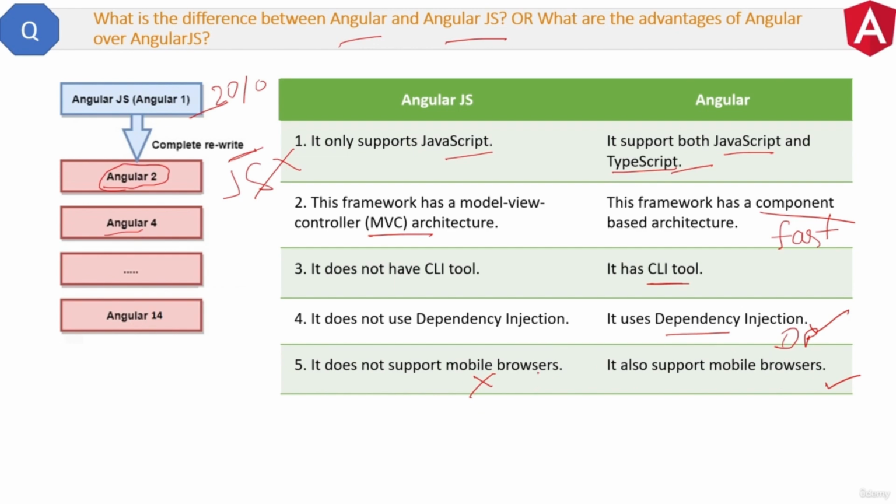And the last advantage or the difference you can say is AngularJS is not so fast. That's why Google replaced it with Angular. Angular is much faster because of its data binding technique and the component-based architecture. You can see Angular is like an upgrade over AngularJS. In upcoming questions, we will see questions on components, TypeScript, CLI tool and dependency injection in Angular.